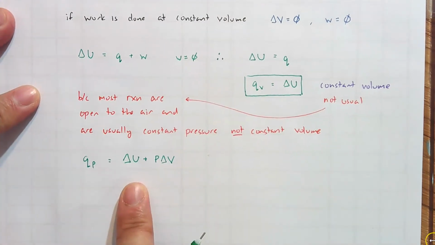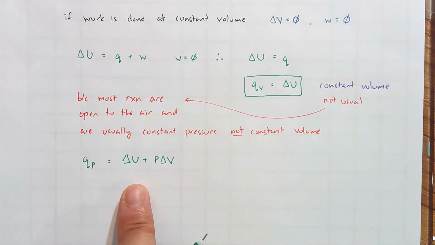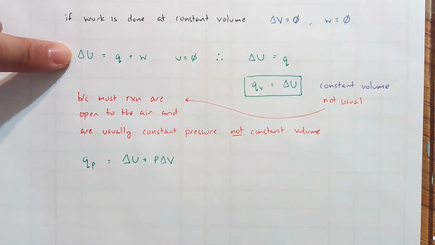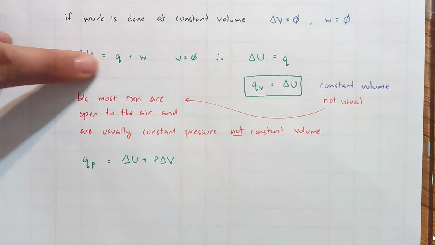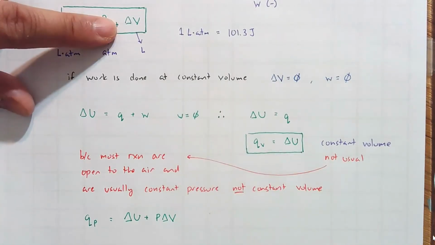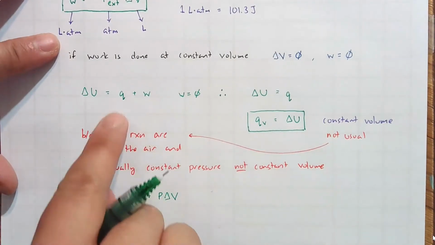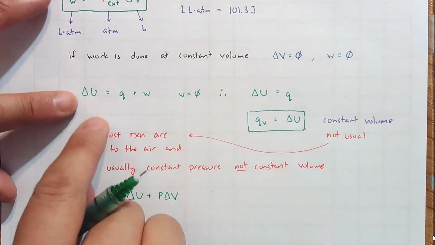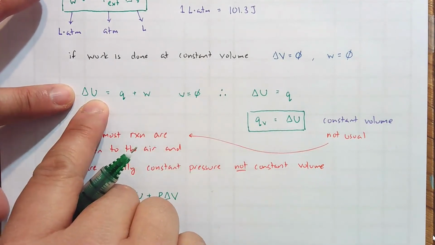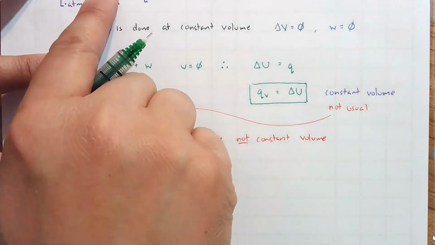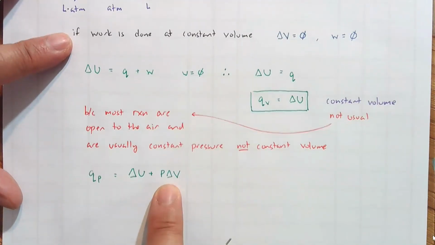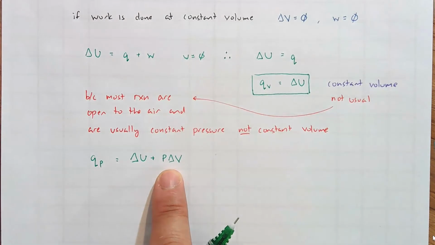Do you know where this came from? This came from the fact that we have this one, delta U equals Q plus W, but we know that W equals negative P delta V. So when we bring this over to the other side and bring the W over to the other side, that negative P external delta volume equals positive now, P external delta volume.